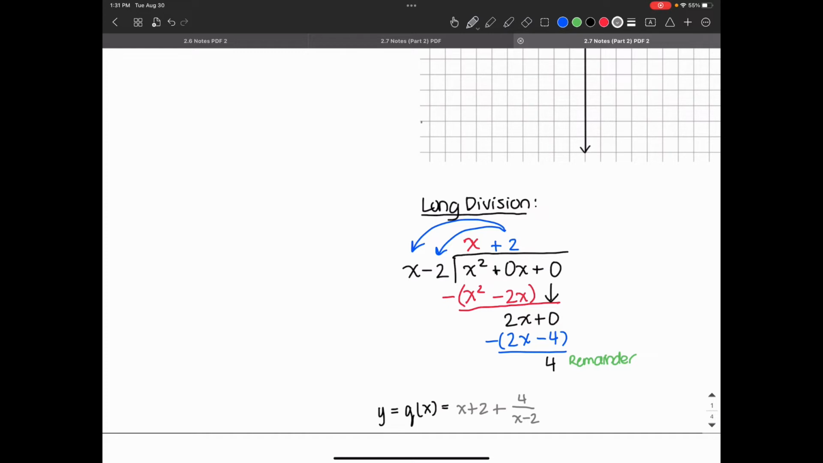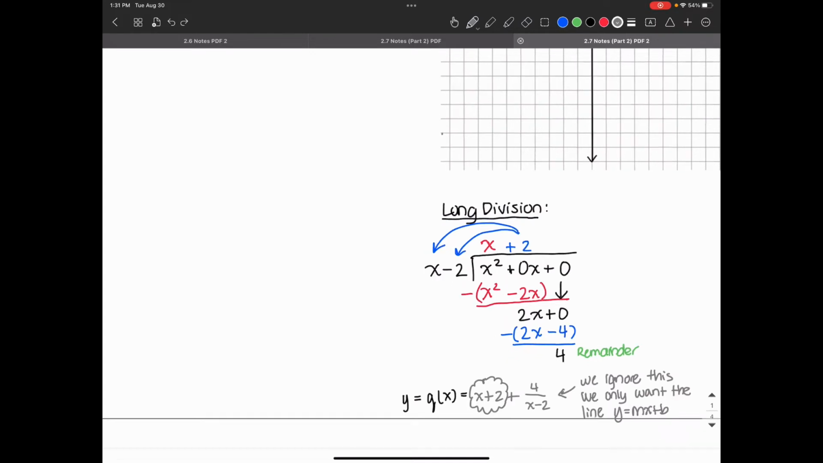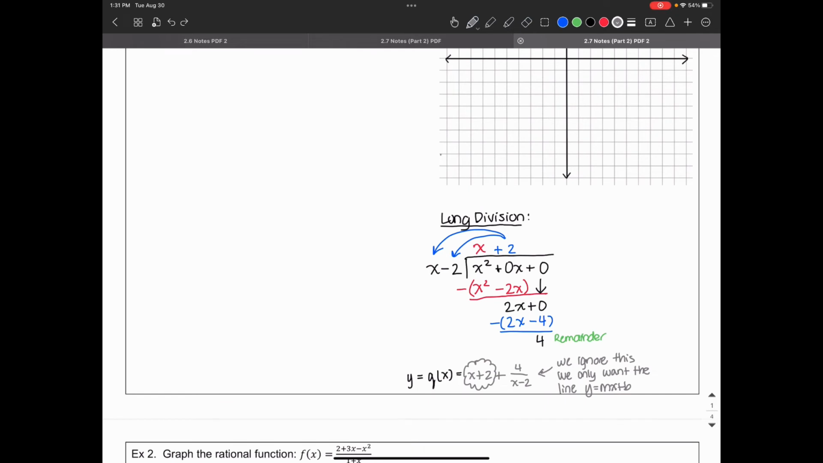We only want y equals mx plus b form, so we only want these first two terms. We do not care about the remainder. This piece here, we can ignore. We only want the line y equals mx plus b. So we want our constant, and we want our x term. Once we get a constant up here, we can just stop. We don't have to go any further. We need an x term and a constant in the form y equals mx plus b.